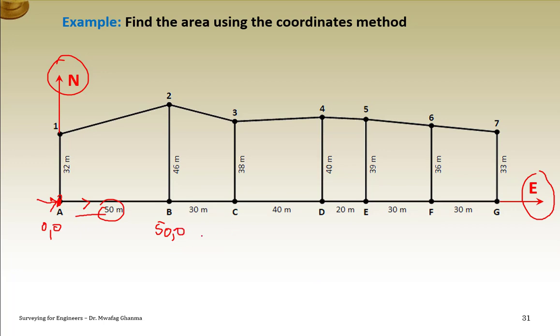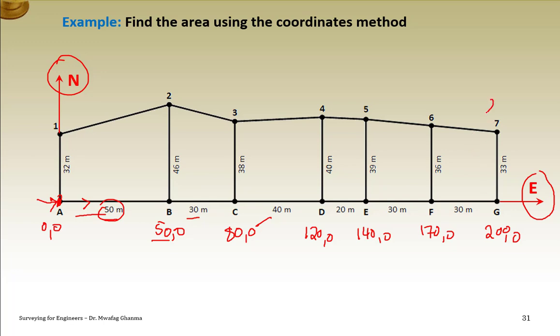Then what about C? Let's start from B as our reference: 50 plus 30 is 80. They are on the same line, which is the x-axis, or the e-axis, so this is again 0. Then 80 plus 40 gives me 120 and 0. We continue: this is 140 and 0, this is 170 and 0, and here 200 and 0.